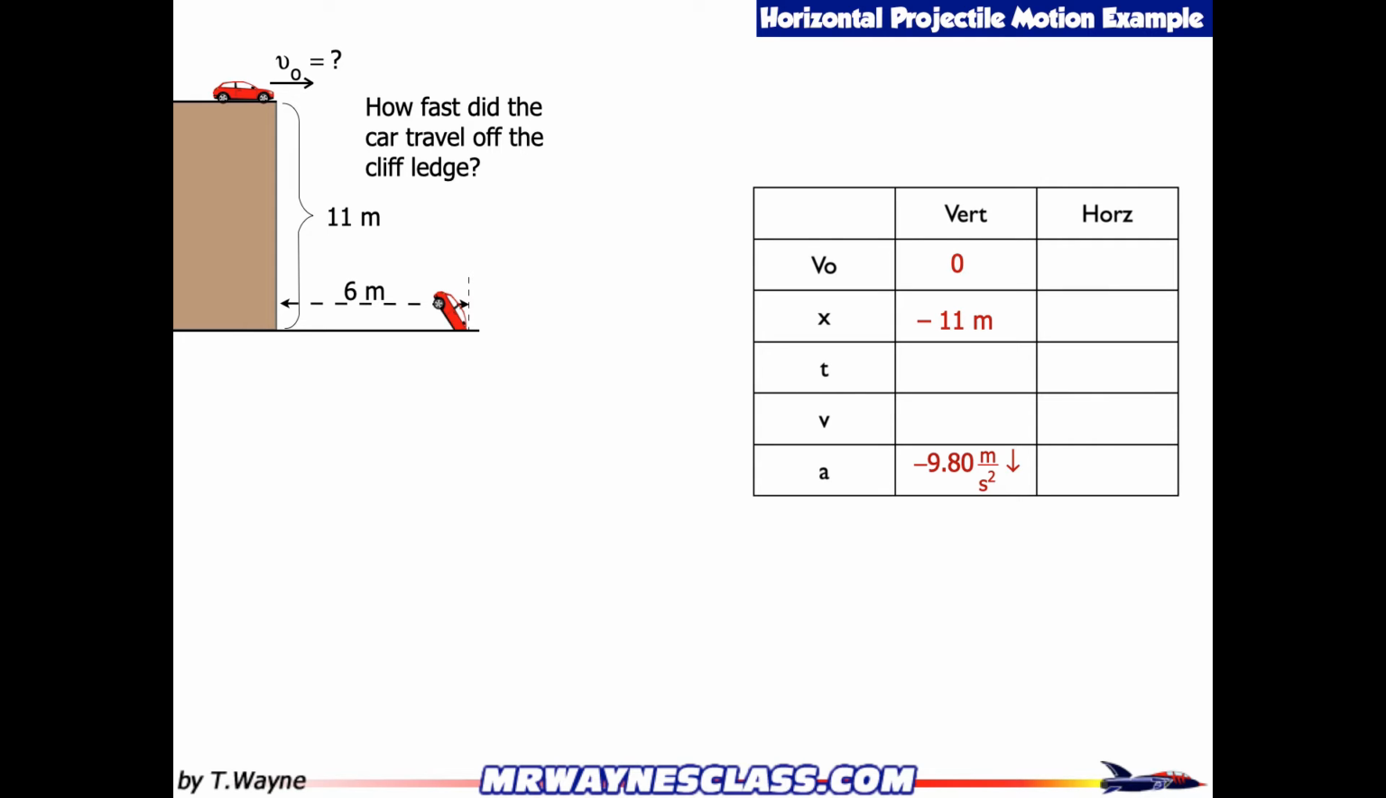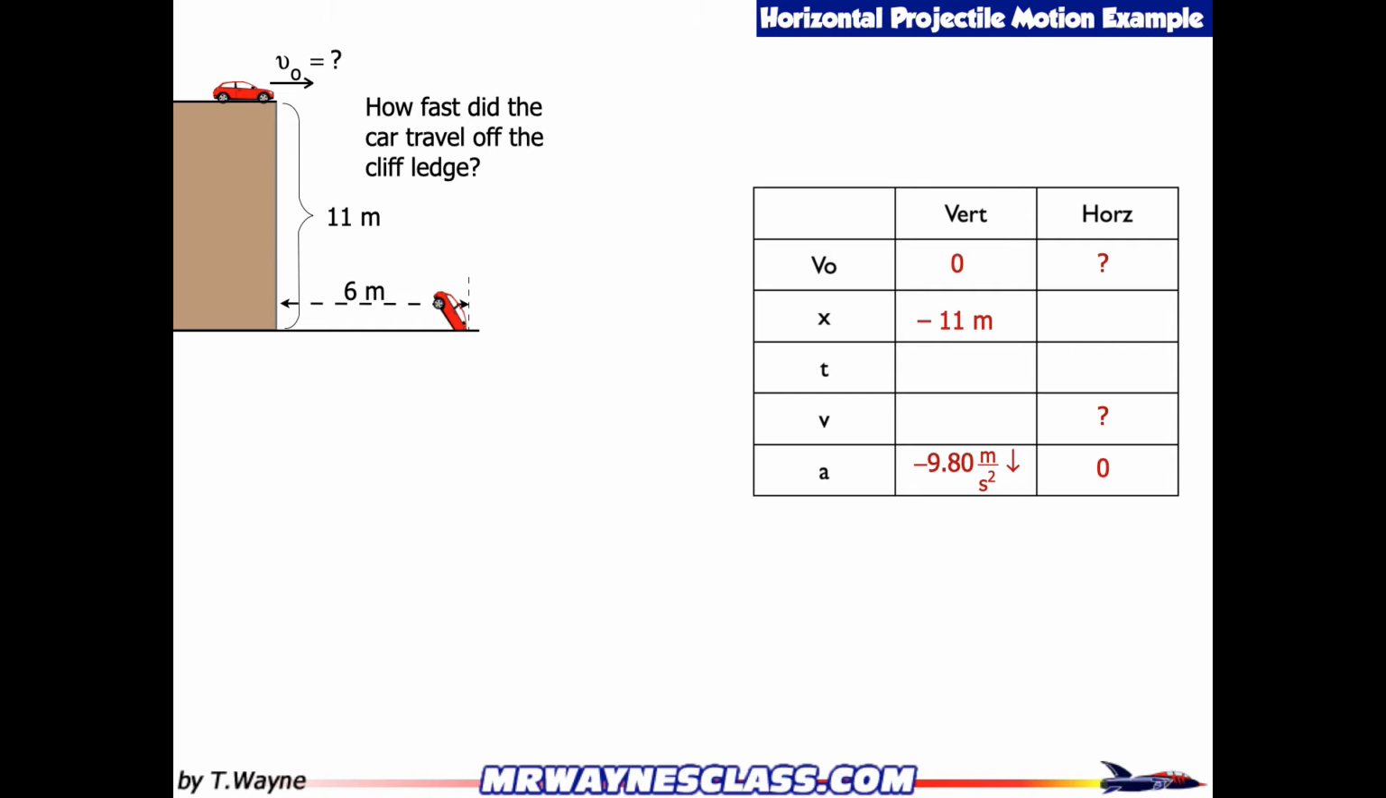I could make them all positive instead of negative, just make downwards the positive direction instead of negative, and it still works. Horizontally, what do I know? Well, horizontally, I don't know a lot. I know the initial horizontal velocity is unknown. I know the acceleration is equal to 0. That means the final horizontal velocity is the same as the initial, which is unknown.